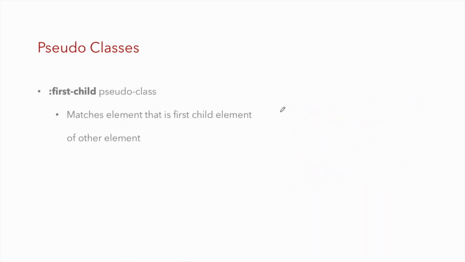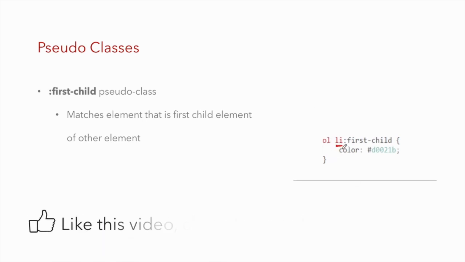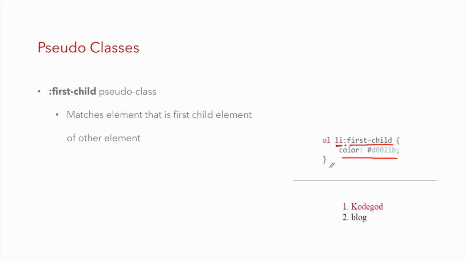Then we have first child as a pseudo class. It makes sense to use this when you have a group of the same HTML elements and you want to apply a certain style to the first element only. In the case of an ordered list, you can have multiple list items, and in case you want to apply a different color or different styling to the first element, you can make use of this pseudo class. What I have done over here is, along with the colon, I have specified first child as the pseudo class. And when you have multiple list items, this is how it will be displayed. The first item has been given a different color.